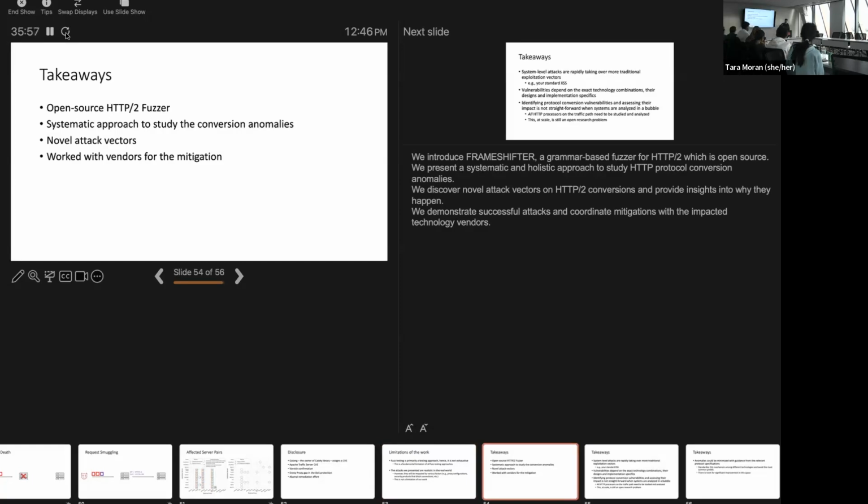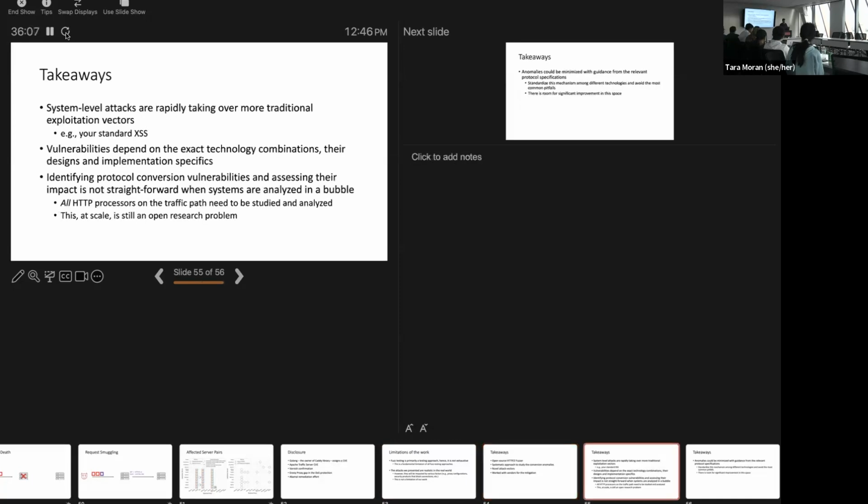We tried to systematically approach this to study conversion anomalies. We found some novel attack vectors, and we worked with vendors for the mitigation for this. And system-level attacks are rapidly taking over more traditional exploitation vectors. So your standard XSS is still a problem, right? XSS, cross-site scripting, you go to websites, you still find them, although people find them less exciting these days.